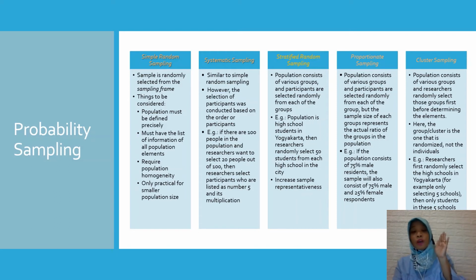So here the one that's randomly selected is the cluster. And then how we select the elements from each of the selected schools, we can also randomly select them, we can do random selection as well, or we can also mix it with what we will call convenience sampling in each of the schools, but we already randomly select the group first.